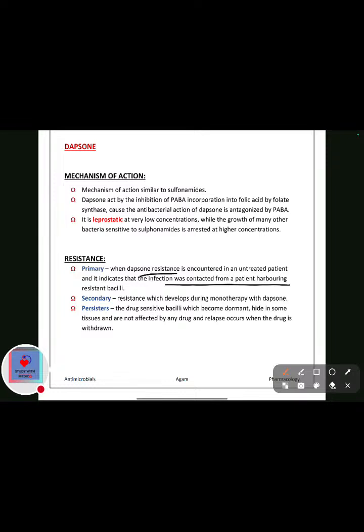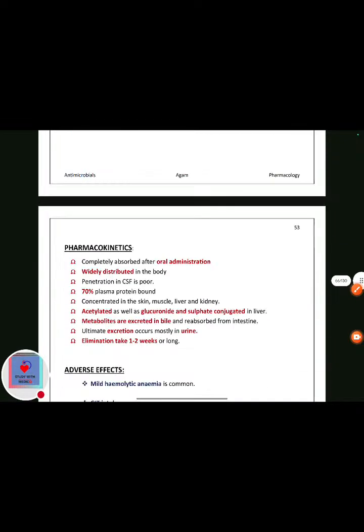Secondary resistance develops during monotherapy with dapsone. If you keep giving only dapsone monotherapy, resistance will develop. Persisters are drug-sensitive bacilli which become dormant, hide in some tissues, and are not affected by any drug, and relapse occurs when the drug is withdrawn.